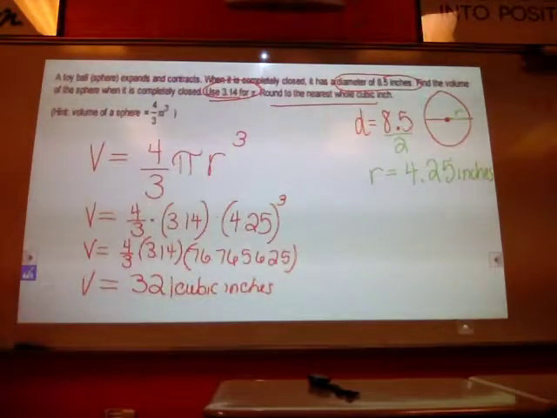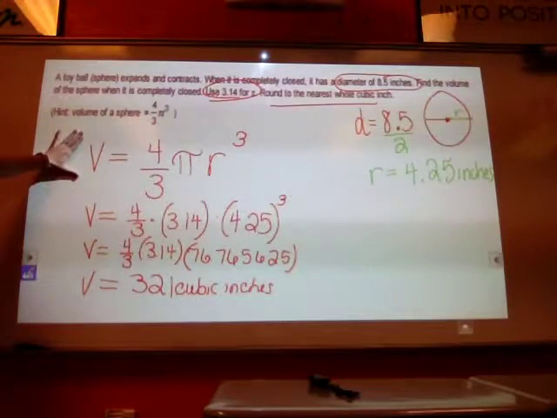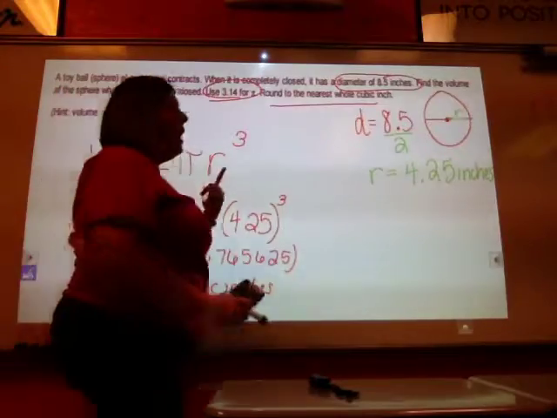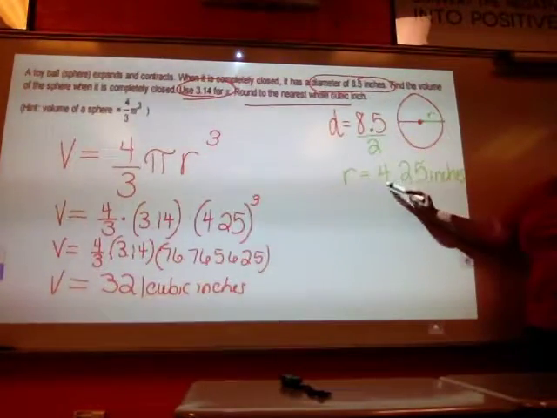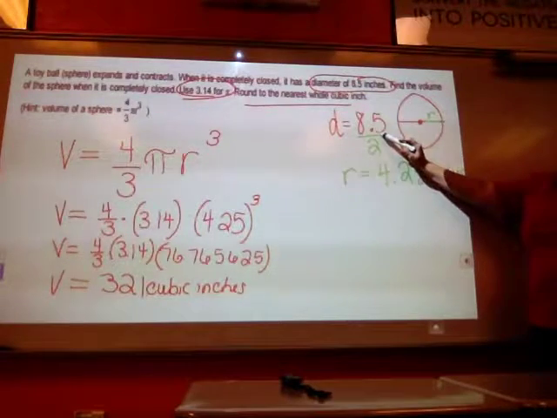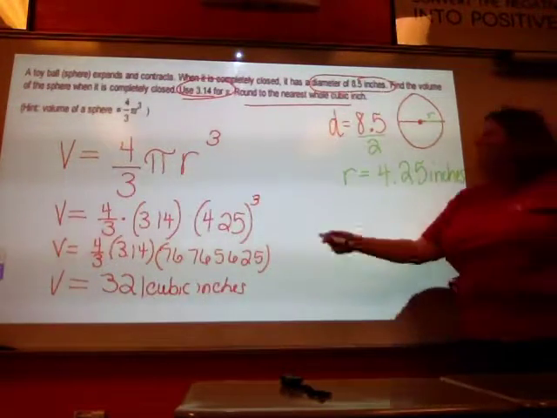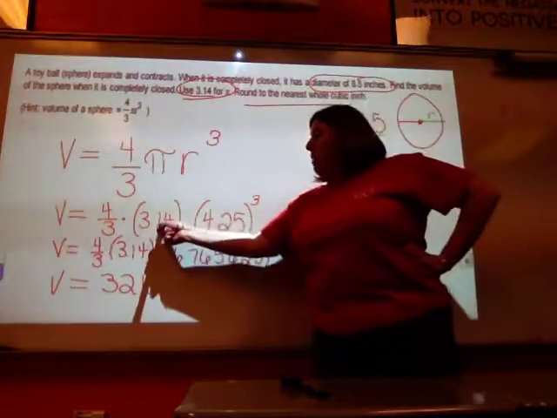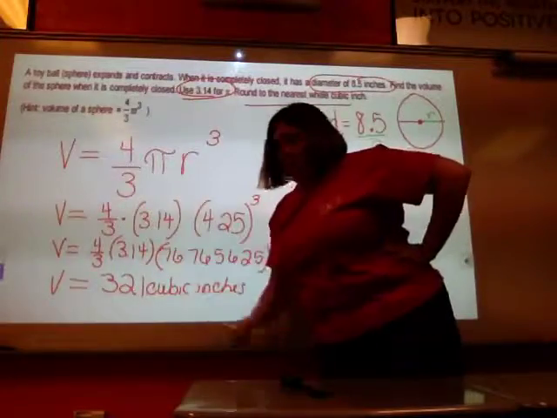Okay? So the only thing you had to do in that is it gave you the formula, but you had to be aware of the fact that it gave you the diameter, and in order to find the radius is half of the diameter. So you first had to find the radius, then you could cube it, multiply it by 3.14, which is what they told you to use, and then multiply it by 4 over 3.